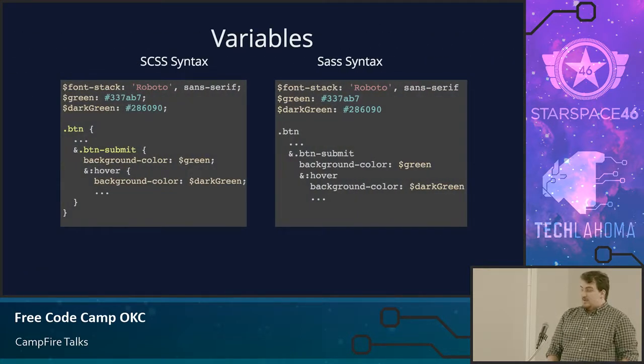The next thing is variables. This is one of my favorite parts of Sass. Anything that you can think of to store in a variable, you can store in a variable. So here I have my font stack, and I've got a couple colors. Here's a green color and here's a dark green color. And so we use them within the Sass like this. You've got background color, and then you've got the variable name reference there. It's the same in the Sass syntax.